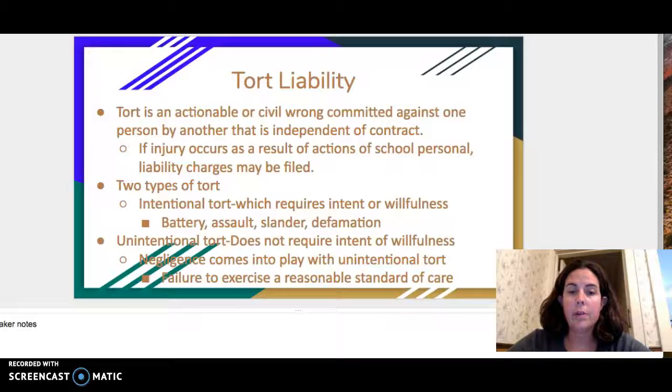Examples are battery, assault, slander, or defamation. Unintentional tort does not require intent or willfulness. Negligence comes into play with unintentional tort. An example is failure to exercise a reasonable standard of care.